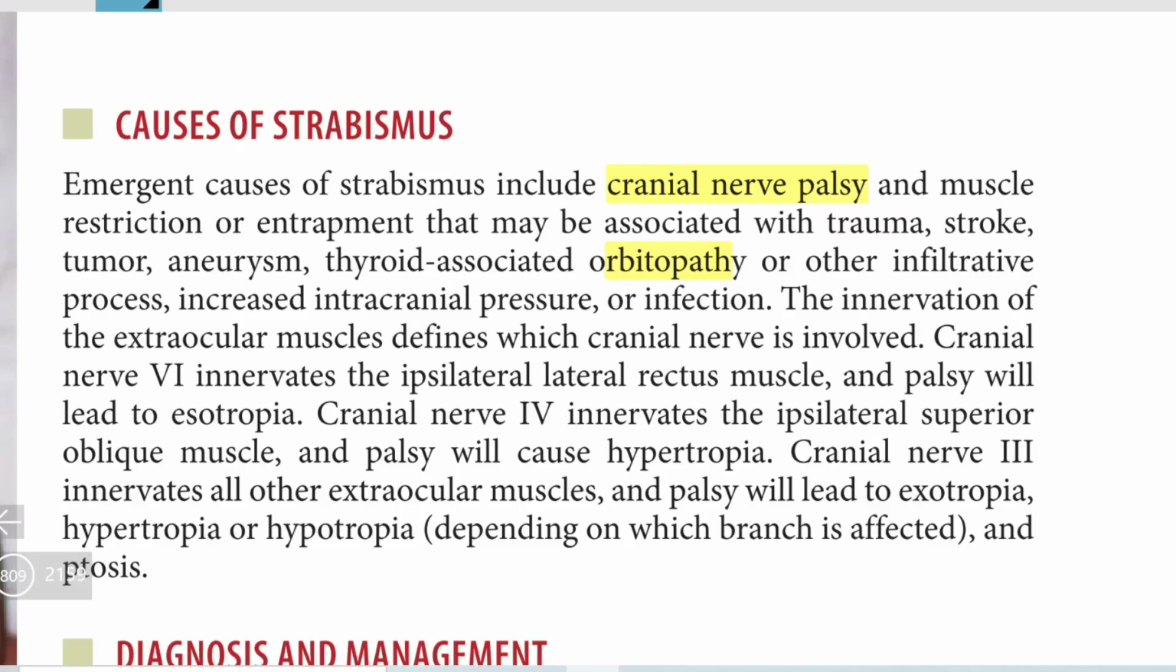Okay, so the innervation of the extraocular muscles defines which cranial nerve is involved. The cranial nerve 6 innervates the ipsilateral lateral rectus muscle, and palsy will lead to esotropia, that is, inward deviation. Cranial nerve 4 innervates the ipsilateral superior oblique muscle, and palsy will lead to hypertropia. Cranial nerve 3, that is oculomotor, involves all other extraocular muscles, and palsy will lead to exotropia, hypertropia, or hypotropia, depending on which branch is affected.